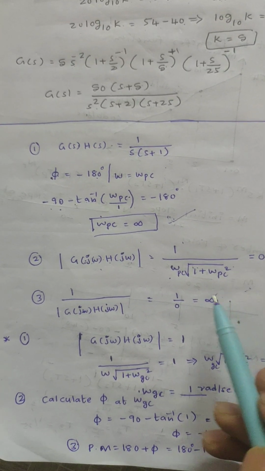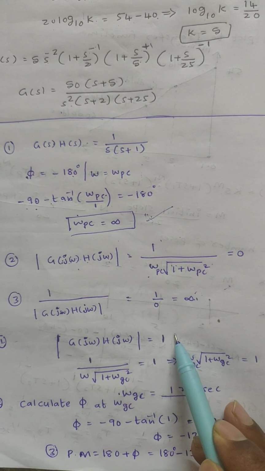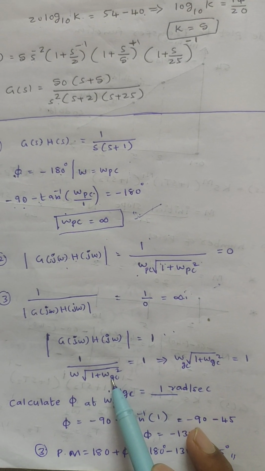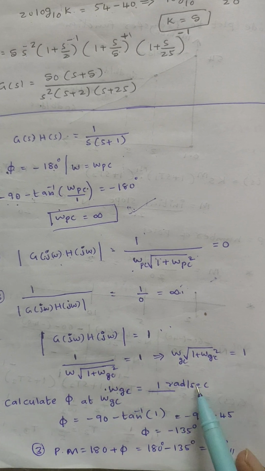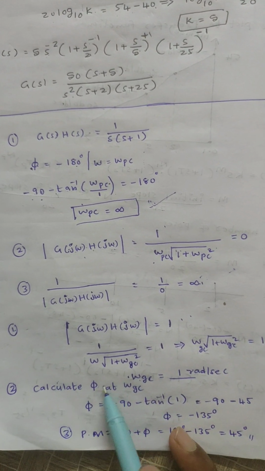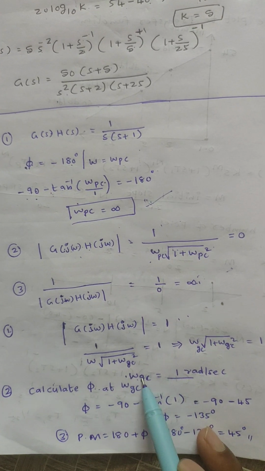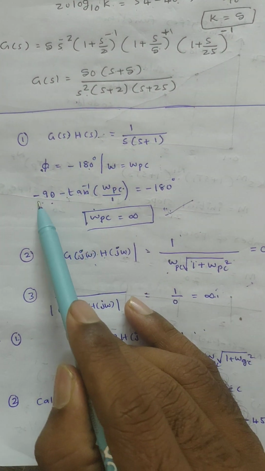Okay, next phase margin. To calculate phase margin, the magnitude should be equal to 1 at the gain crossover frequency, right? Here you will get the omega gc value. Assume here 1 radian per second. After that, calculate the phi value at the gain crossover frequency. From this equation, what is the phi value?